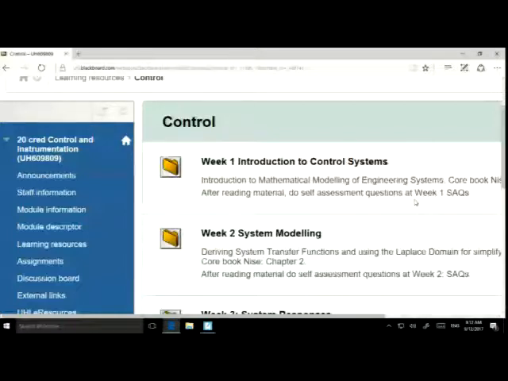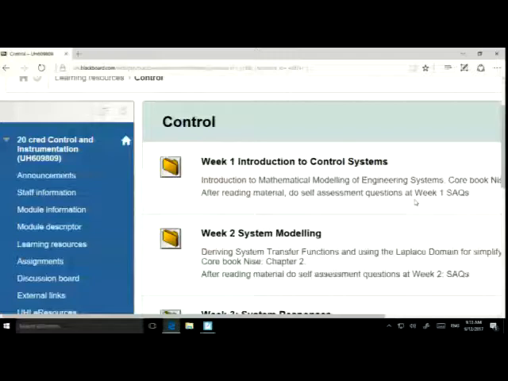Okay. So we're talking about control systems. What's the most common type of control system? Anybody, any ideas what the most common type of control system is? You did a bit about them last year.